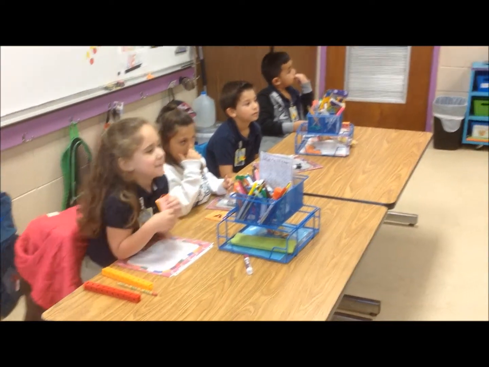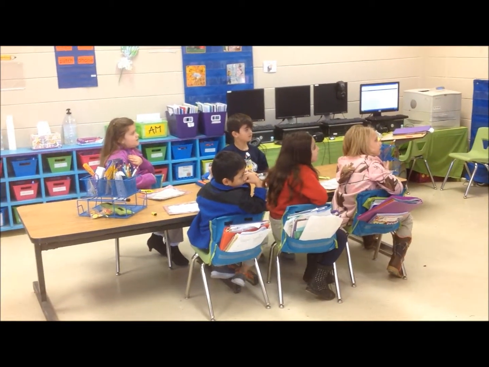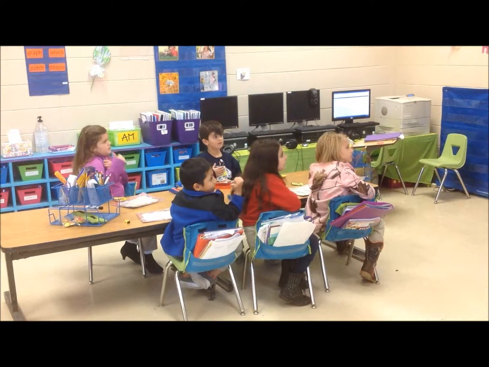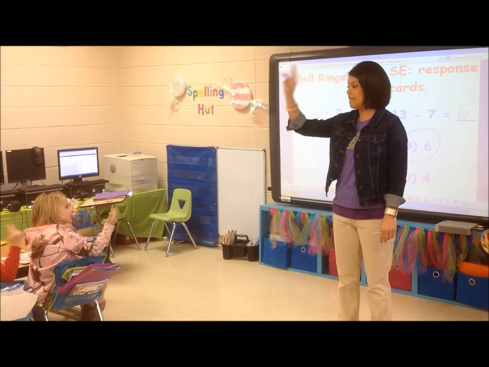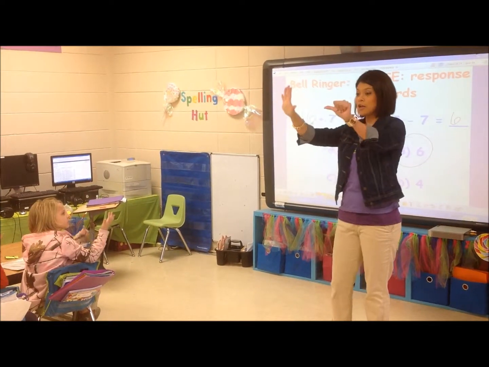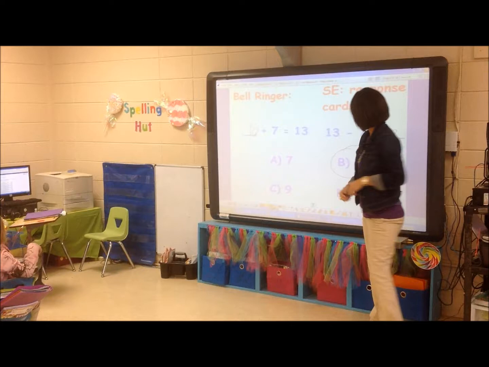Let's practice the counting on strategy. We're going to start at 7. And what number will we stop at? 13. So here we go. 7, 8, 9, 10, 11, 12, 13. How many did we count on? 6. You can put away your response cards.